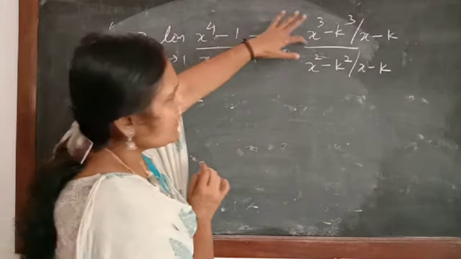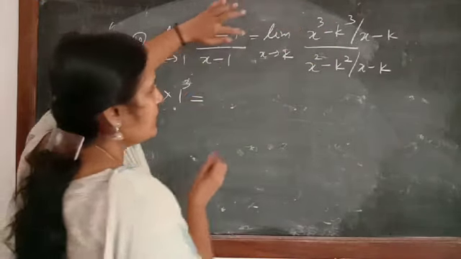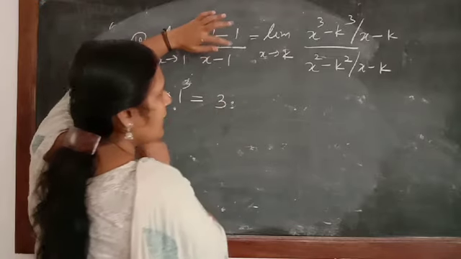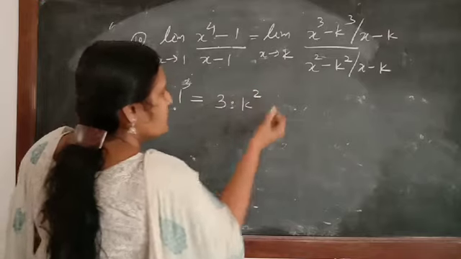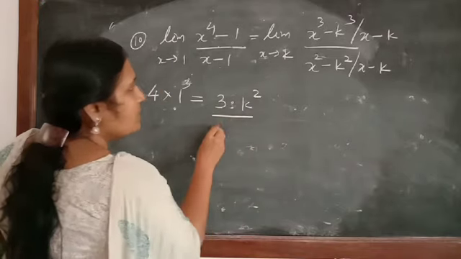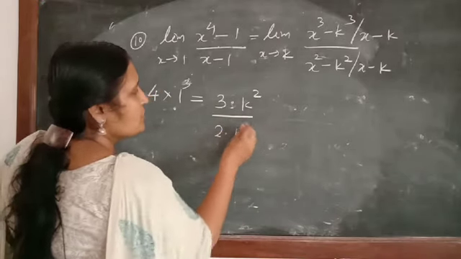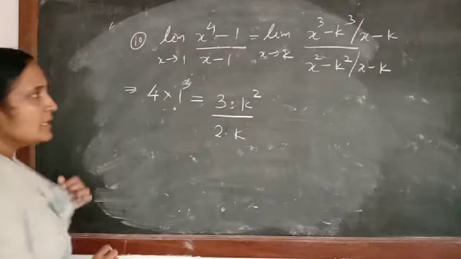Here first we are going to use the formula. So it will be equal to, in place of n we have 3. 3 into k raised to n minus 1. So k square by, here what will come? 2 into k raised to 2 minus 1. So that will be equal to k only.